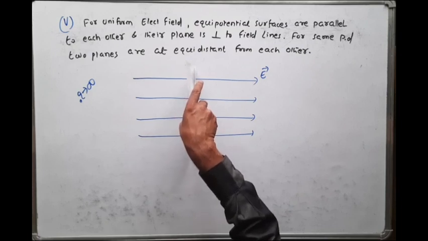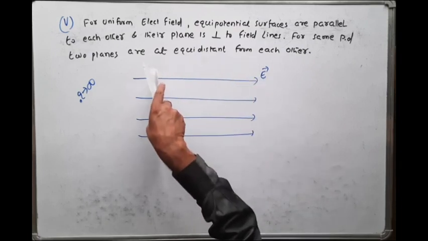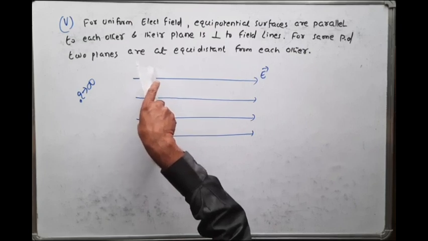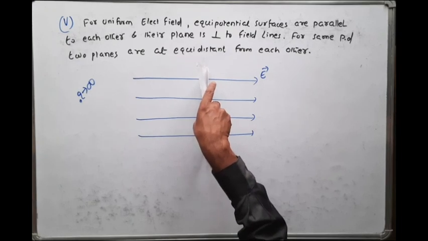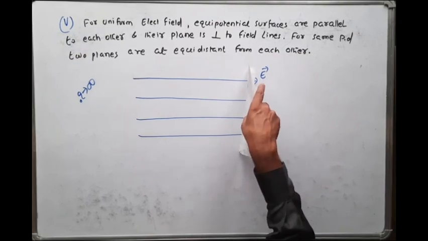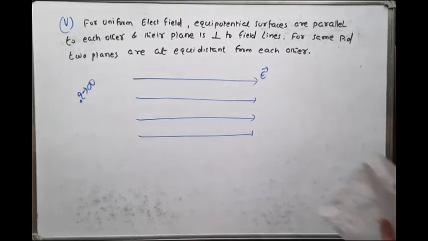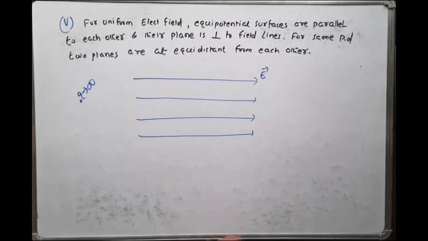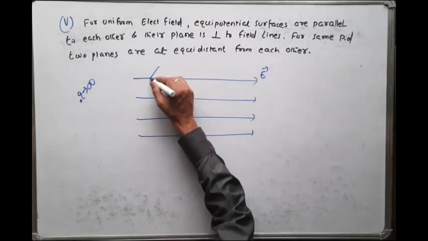So here for this type of uniform electric field, this is a plane which is perpendicular to the electric field. And if this is another plane, this is also an equipotential surface which is perpendicular to the lines of force. If I take another plate, this is also an equipotential surface. Clear?